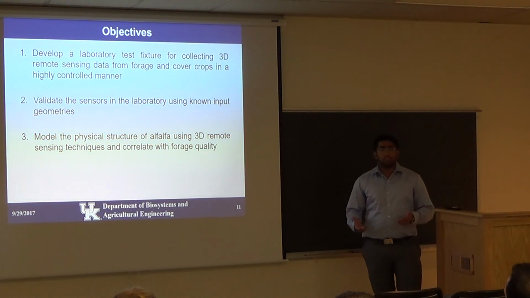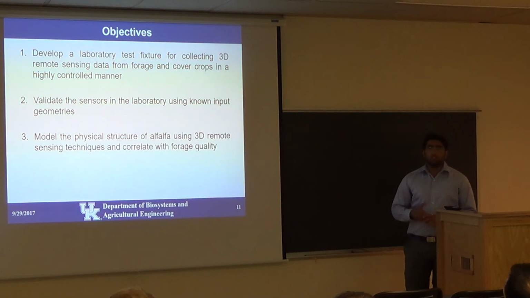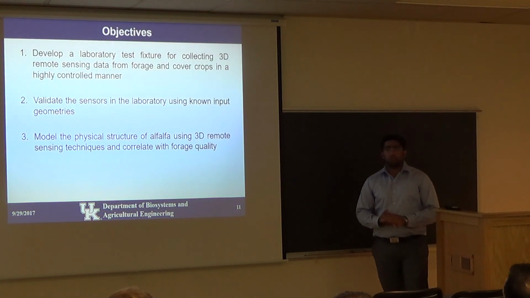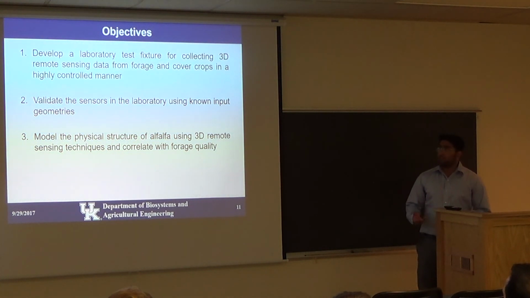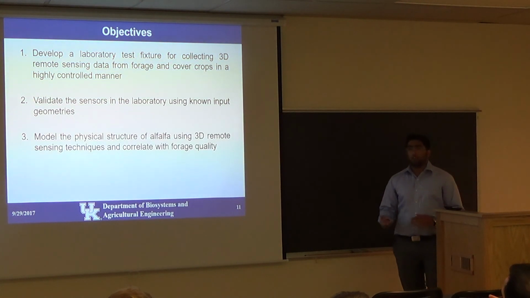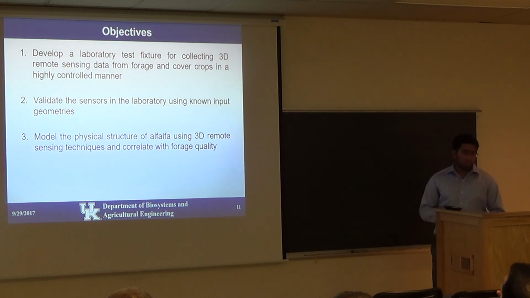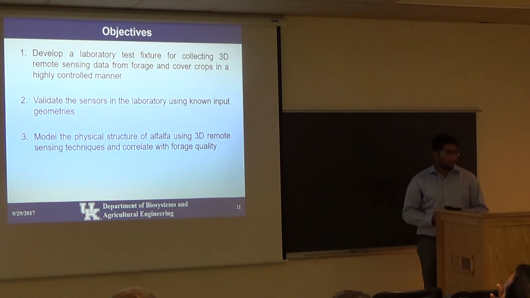And the second objective is to validate the sensors using known input geometries, because you don't want to go into field conditions without validating the sensors in laboratory conditions. So we want to validate these sensors using known input geometries, and after that we will go to the field and model the physical structure of alpha and correlate it with field measured parameters.